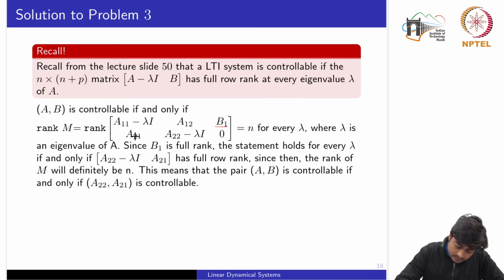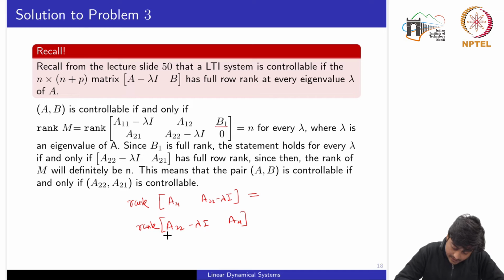Now for this pair, let's write this pair explicitly. So it would be A21 and A22 minus lambda I. Okay, the second row of this block matrix, I can write as A22 minus lambda I and A21. Right? The rank of this matrix would definitely be equal to the rank of this matrix.